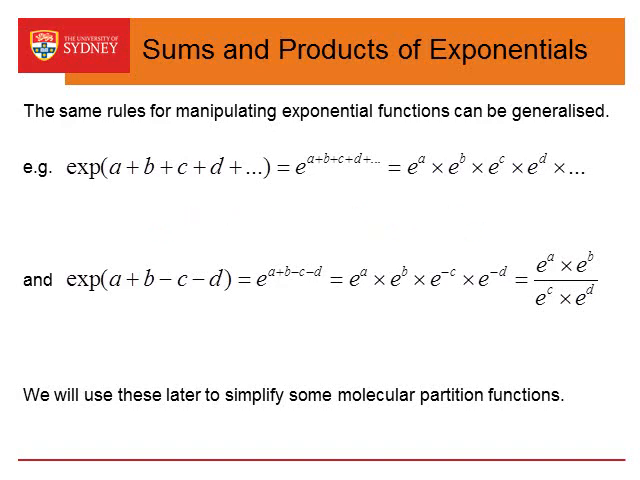Similarly, e to the a plus b minus c minus d, we can combine those rules to give us e to the a times e to the b times e to the minus c times e to the minus d, or e to the a times e to the b divided by e to the c times e to the d. Now we'll use these kinds of relationships later to simplify some molecular partition functions when we get further into the unit of study.